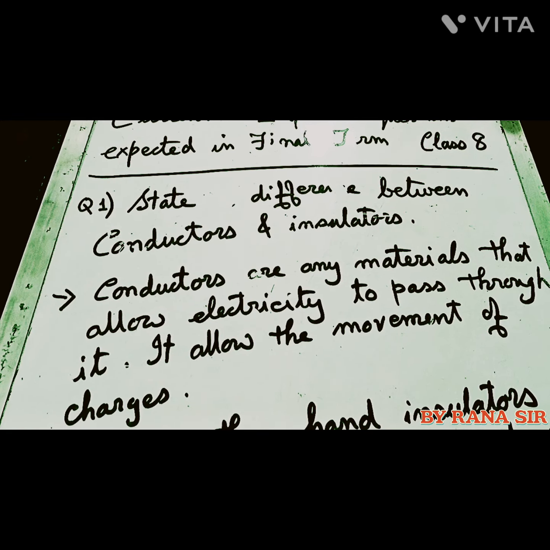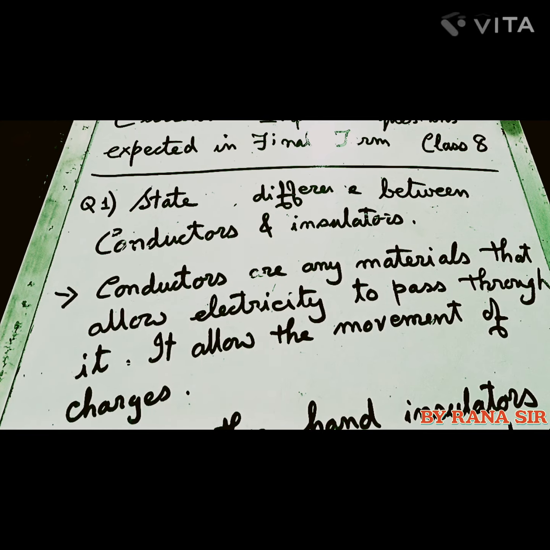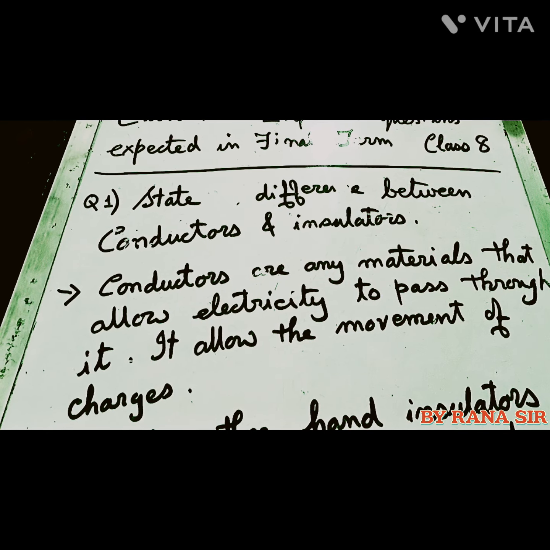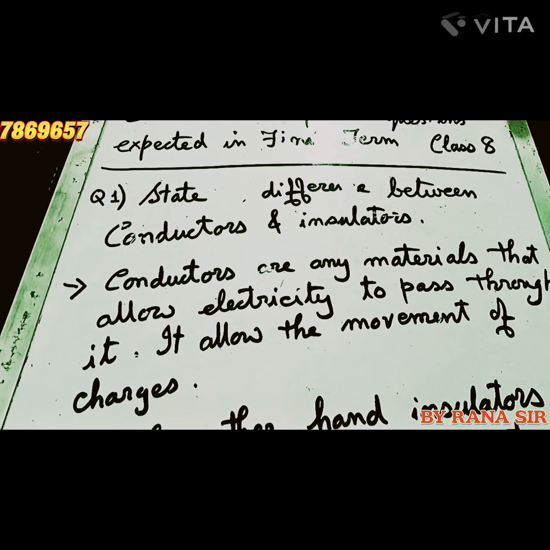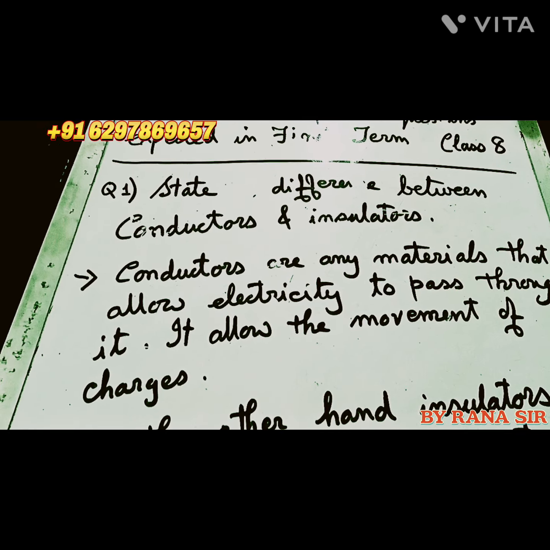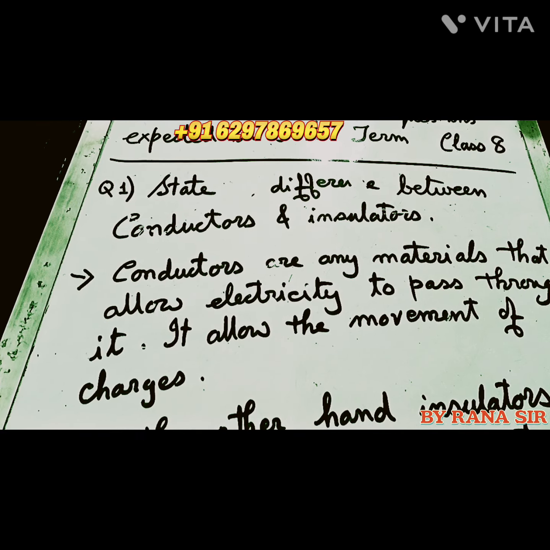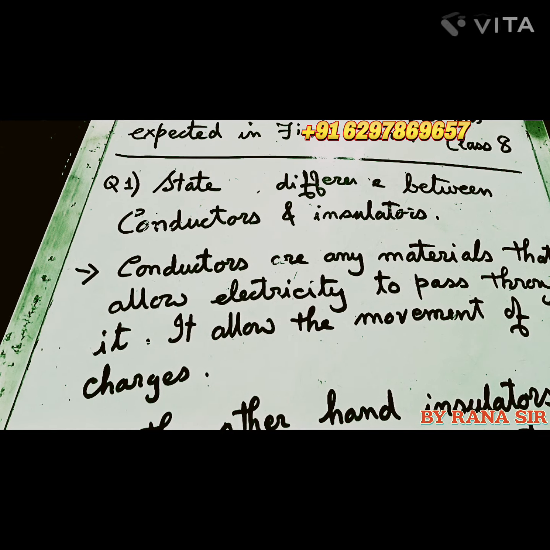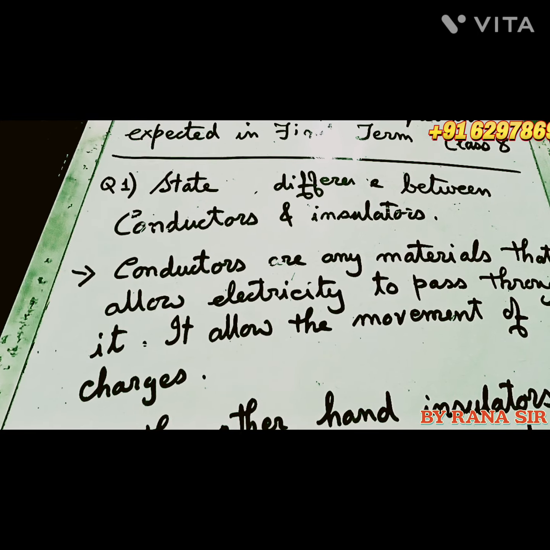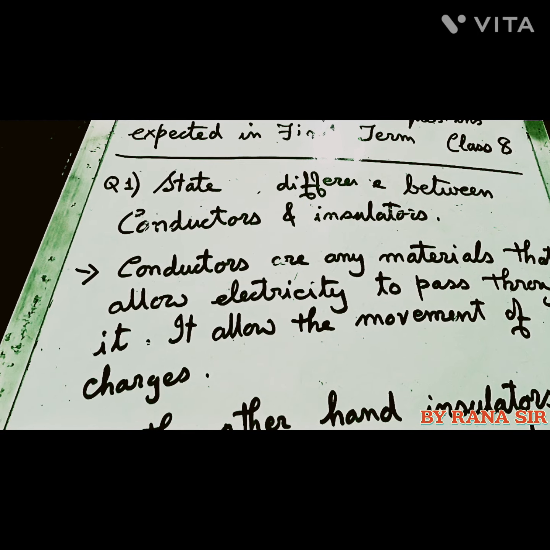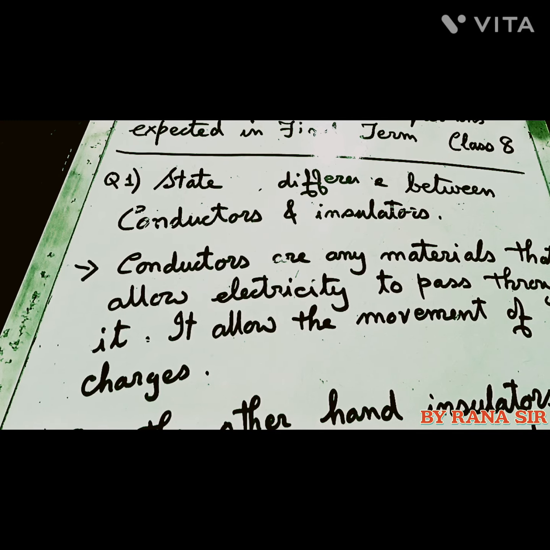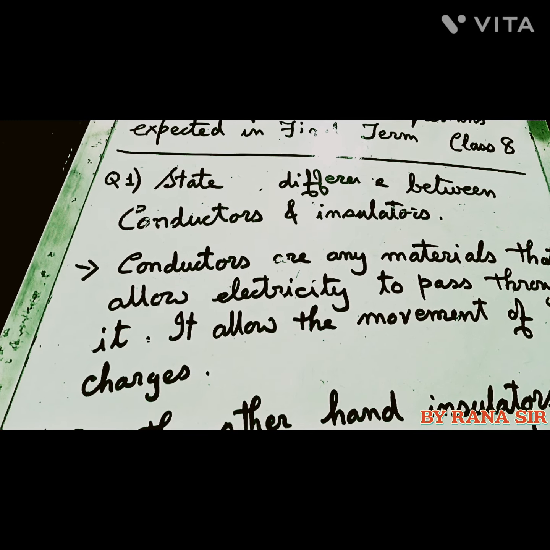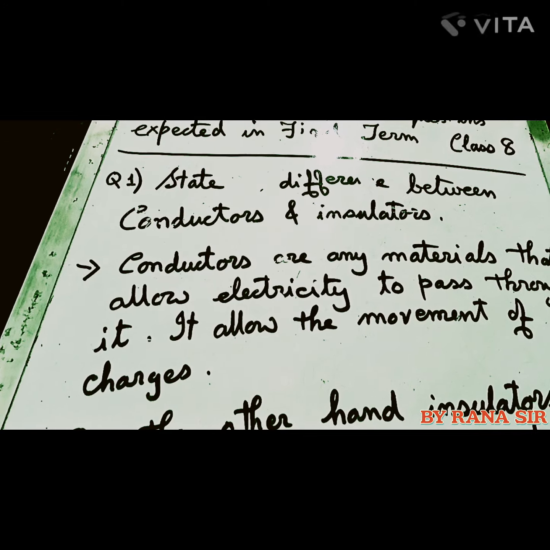So, conductors are any materials that allow the flow of electricity to pass through them. It allows the movement of charges. So any material, mostly metals, for example iron or aluminium, this material allows the flow of charges. Charges are of two types, positive or negative charge. So that material is known as conductors.